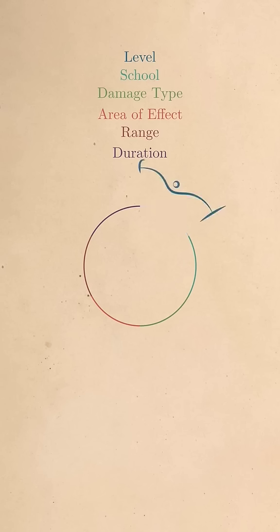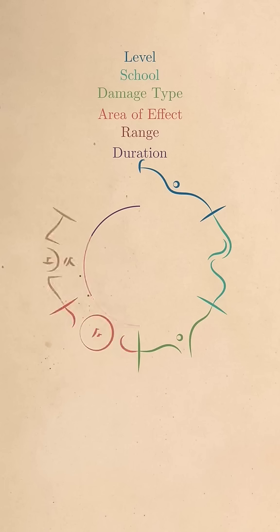So this symbol here means the level. Here we have the school. This one is the damage type, swiftly followed by the area type. Penultimately, we have the range. And finally, we have the duration.